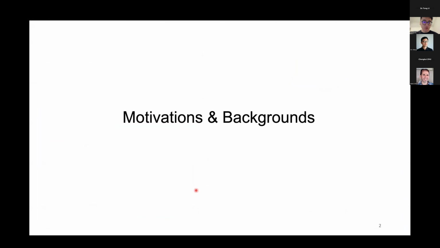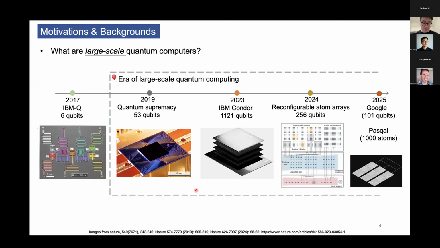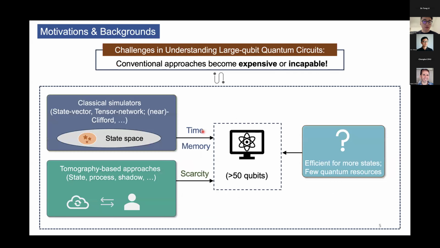I think the key motivation behind classical learning surrogate is asking a key question: how to understand quantum computers at scale. Why do we ask this question? As we can see, the progress of quantum hardware is rapidly evolving, right? So far we can access many powerful quantum computers with more than 100 qubits. But this advance invokes a new issue: how to understand the behavior of these large scale quantum systems as conventional approaches become expensive or incapable.